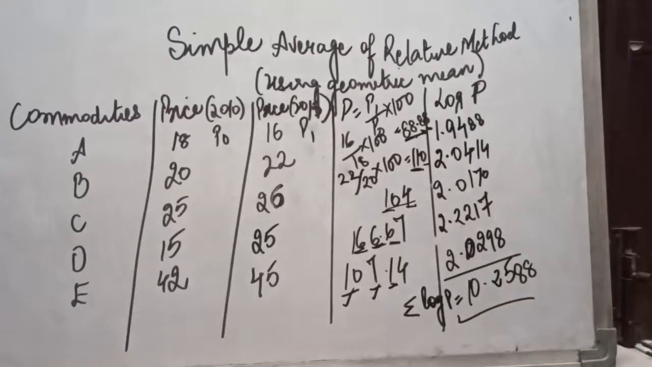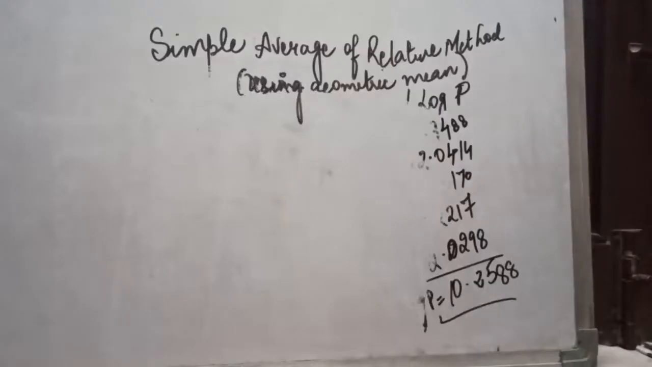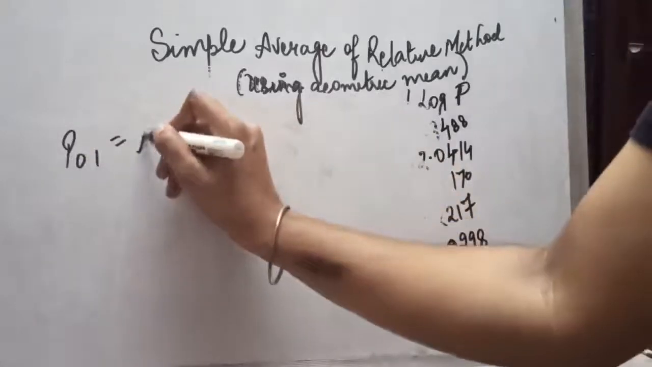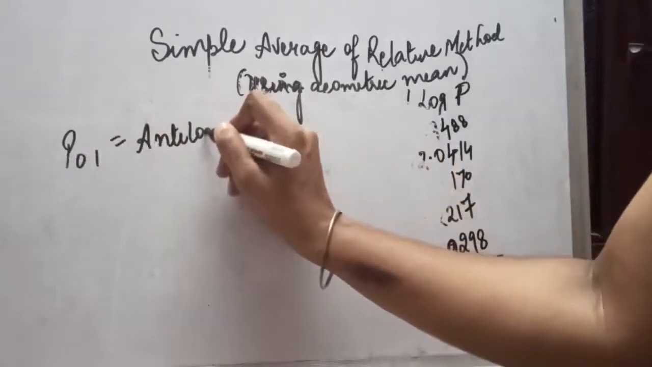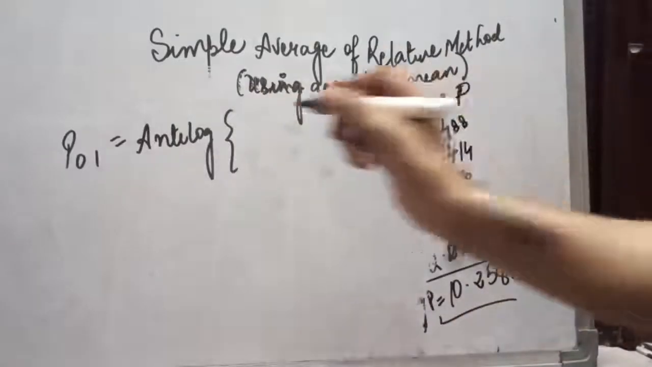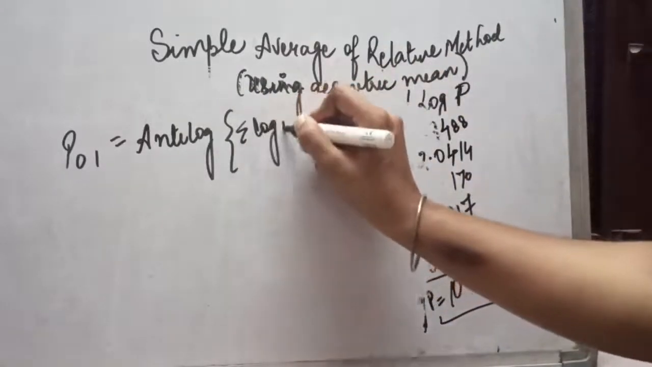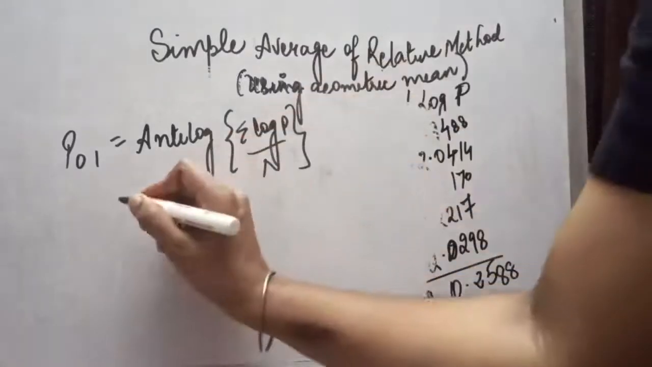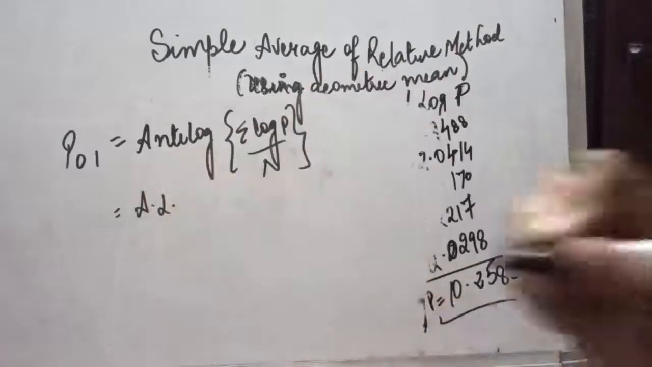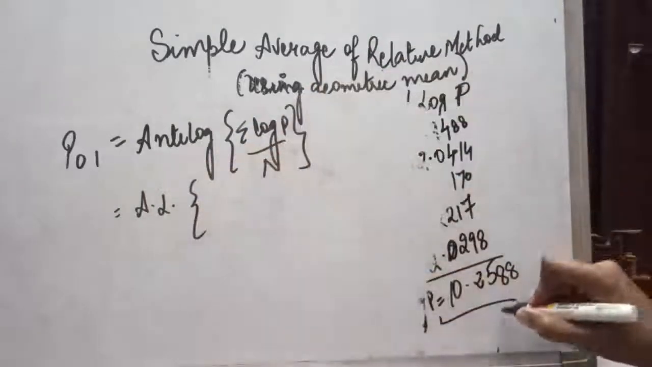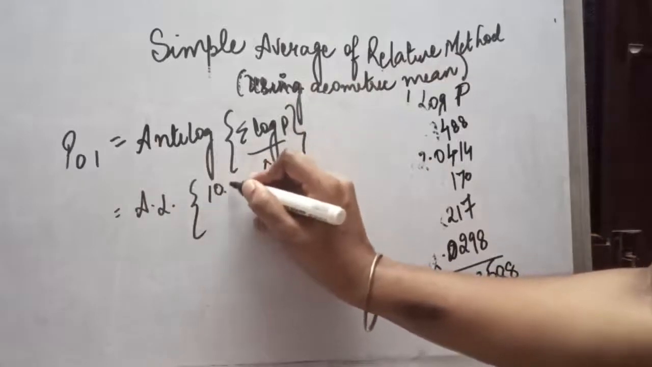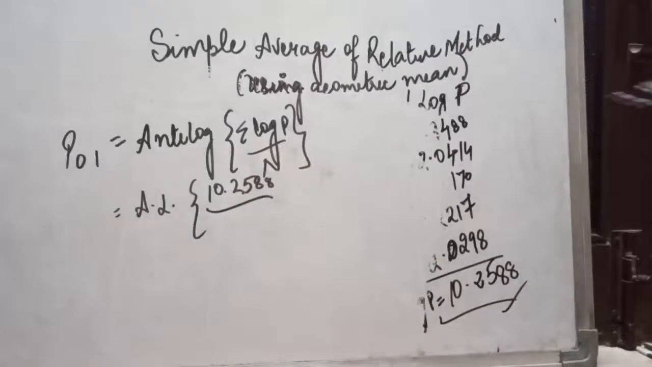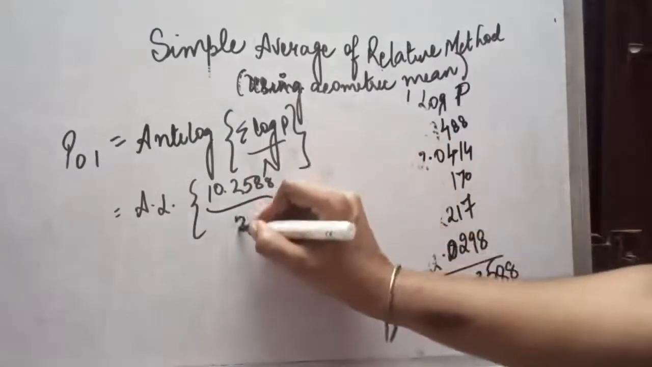Now let's write down the formula first. So our formula for calculating the price index, that is P01, was NT log, then we had bracket sigma log p divided by n. So this was the formula that we have written. Now we will be putting the values. NT log we can write in the short form like that, and sigma log p we have calculated 10.2588 divided by n. So number of observations, if I count the number of observation, it was 5.